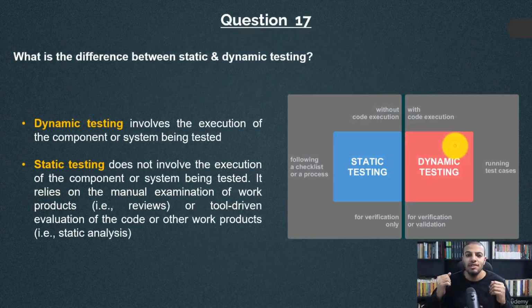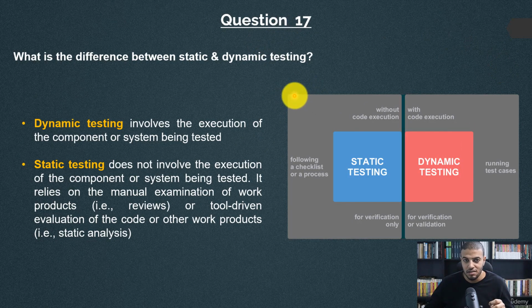The next question is a very famous question, okay? Which is, what is the difference between static and dynamic testing? I suppose that you are already familiar with the answer of this question, but let's revise it together. So dynamic testing involves the execution of the component or system being tested. So if I'm testing anything, whether it is a code, a database, some APIs, if I'm providing input to the system and waiting for output, this is dynamic testing, whether it is on the unit level or even acceptance testing level.